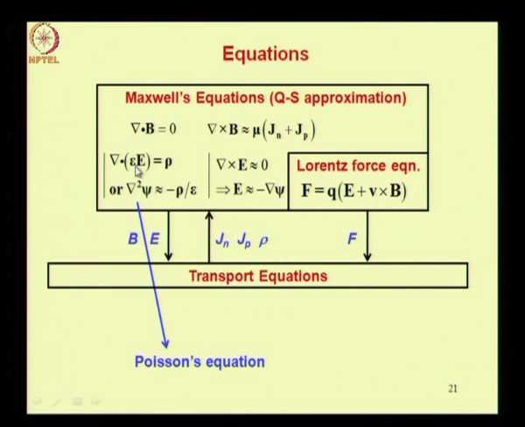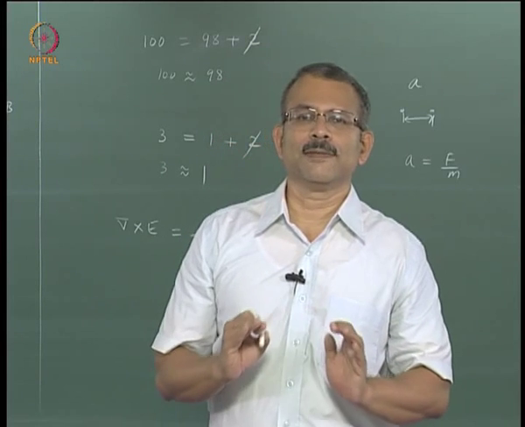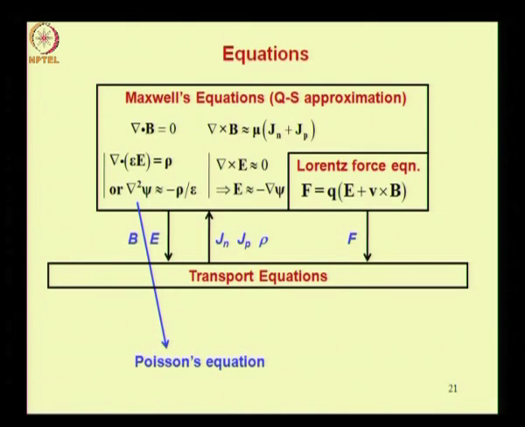One more thing to be noted here is that strictly speaking I can write del square psi as minus rho by epsilon only if epsilon is not varying with x. So in this quantity I am taking the epsilon out, so this means epsilon is a constant with x. Now this is the assumption that we will be making in this course, that epsilon does not vary with x. This del square psi equal to minus rho by epsilon is called the Poisson's equation.